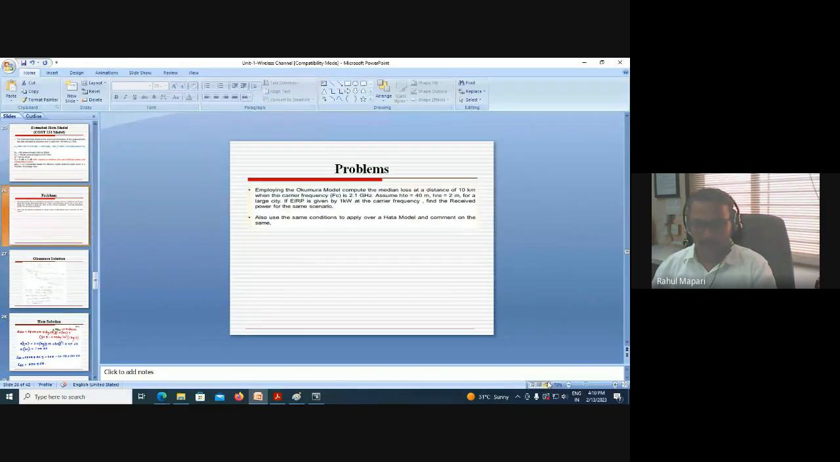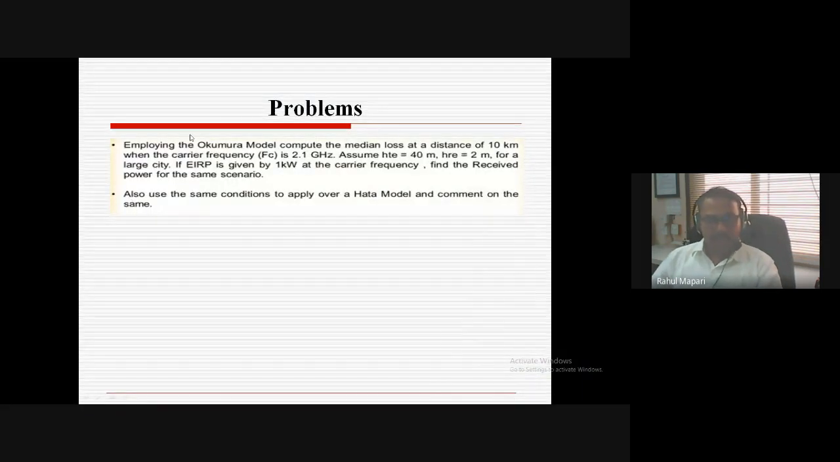Okay, this was the problem. Employing the Okumura model, compute the median loss, L50, at a distance of 10 kilometers, that is d equal to 10 kilometers, when the frequency fc is equal to 2.1 gigahertz. Assume the height of the transmitting antenna, hte, is 40 meters, and the height of the receiving antenna, hre, is 2 meters, for a large city. The city is mentioned there because we have seen the medium city and small city.